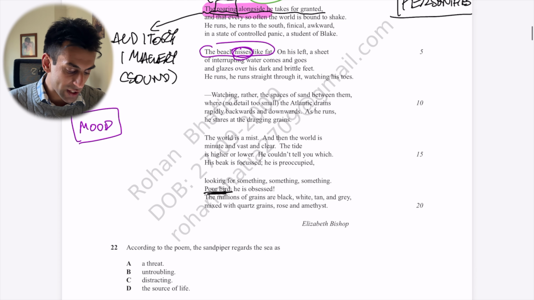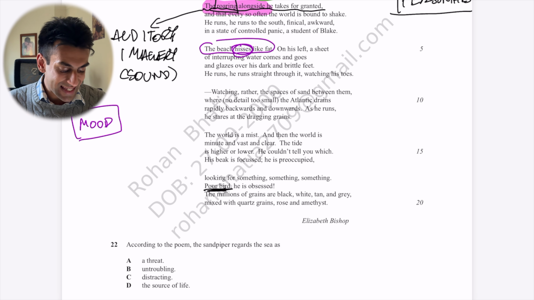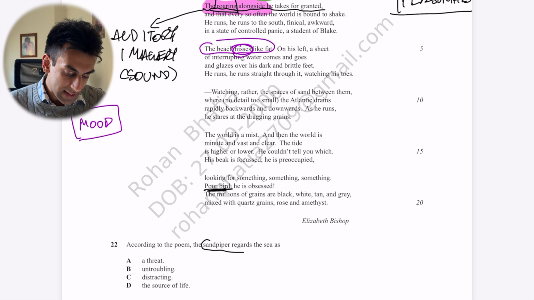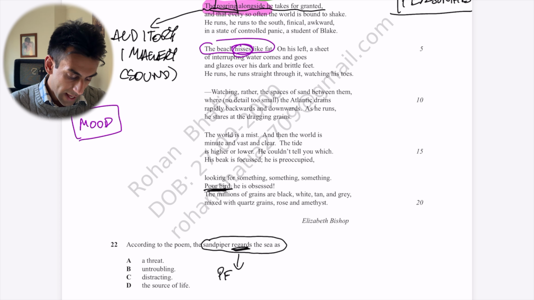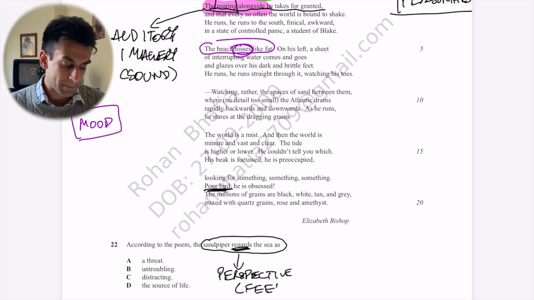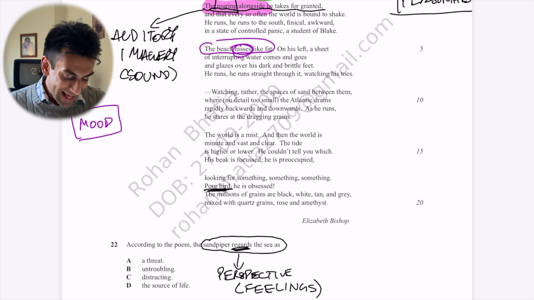So looking at question 22, according to the poem, the sandpiper regards the sea as... So what we're paying attention to here is the sandpiper regarding the sea, right? So we're thinking about perspective. How does the sandpiper feel about the sea? Now, to answer that, we want to pay attention to any interactions that the sandpiper has. I see that the poem annotation is getting a bit messy here, so I'm just going to whip out a different color.